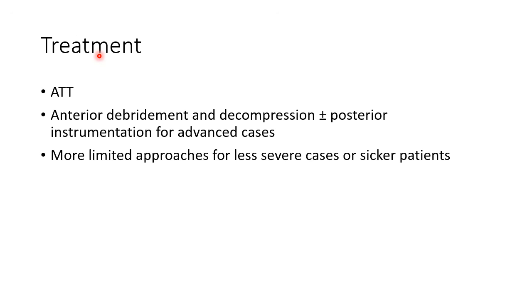Now let us discuss the treatment of TB spine. We have to prescribe anti-tubercular therapy. Surgical options include anterior debridement and decompression with or without posterior instrumentation for advanced cases. We have to do more limited approaches for less severe cases or sicker patients.